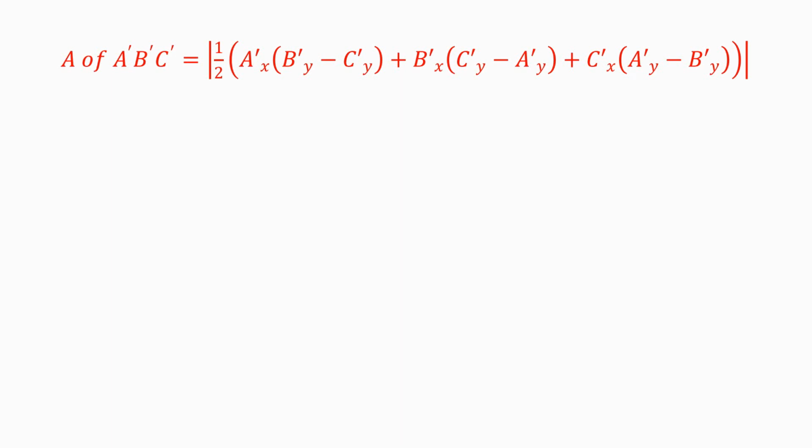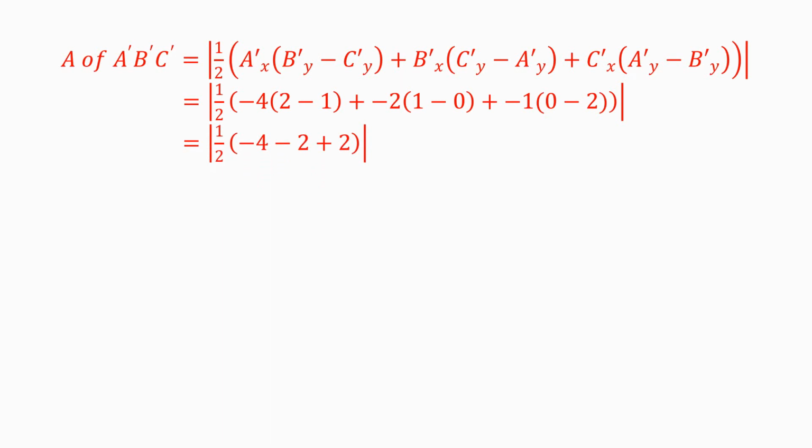Then we substitute the figures. We have the absolute value of a half into negative 4 into 2 minus 1 plus negative 2 into 1 minus 0 plus negative 1 into 0 minus 2. We simplify this. We have the absolute value of a half into negative 4 minus 2 plus 2. This is the same as the absolute value of a half times negative 4, which is the absolute value of negative 2, hence giving us 2. So the area of A prime, B prime, C prime is 2 squared units.